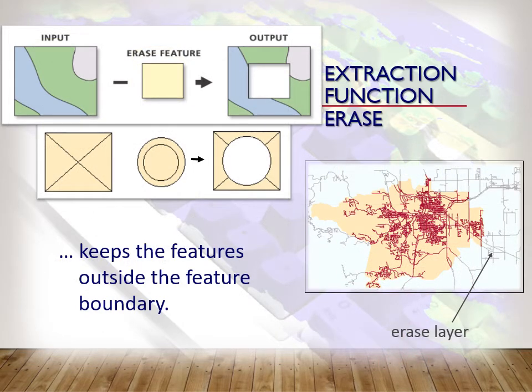Erase is something I don't ever do, but people have. It's essentially the opposite of clip. Instead of using a second data set, a polygon, to decide the boundaries of the data, it will just remove the data within that boundary. So we just call that an erase.